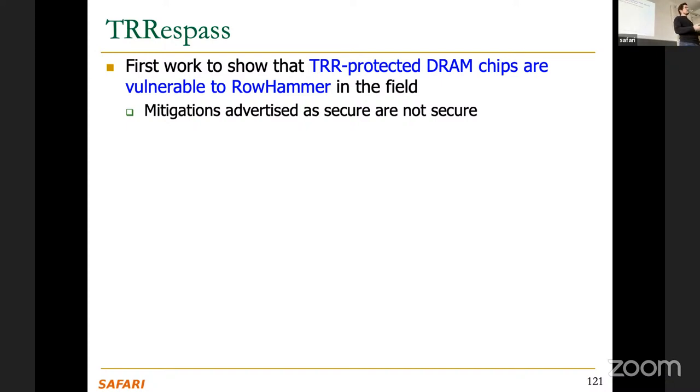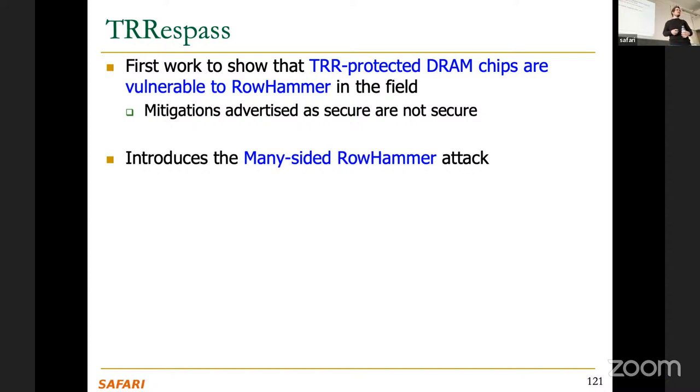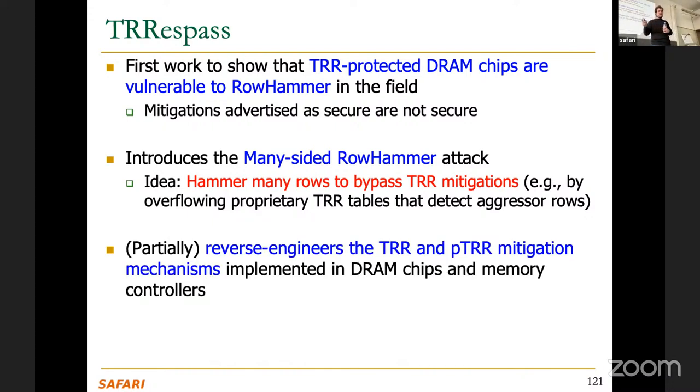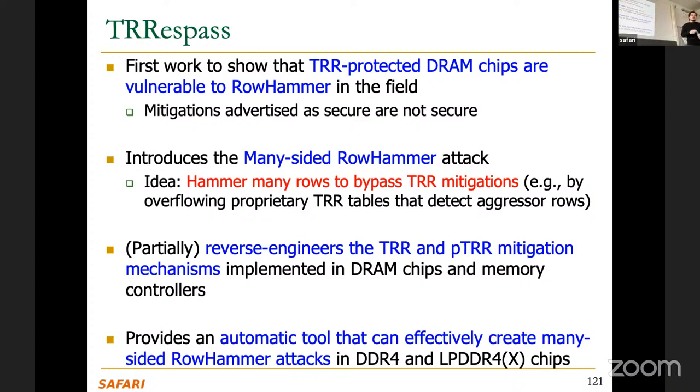The issue with those mitigations was, and still is, that we don't know how they work. The manufacturers don't disclose what they implement. This paper was able to find out the weaknesses of those mitigations and devise a many-sided RowHammer attack that can induce bit flips by bypassing these TRR mitigations in real DDR4 chips. I'll talk about this idea in more detail in the upcoming slides. It also partially reverse engineered the target row refresh and pseudo target row refresh mitigation mechanisms. These are implemented in DRAM chips and the memory controllers in the system they tested. They also provide an automatic tool that can create this many-sided RowHammer attack for DDR4 and LPDDR4 chips for the system you own. Run this binary and it finds the correct many-sided RowHammer attack for you.